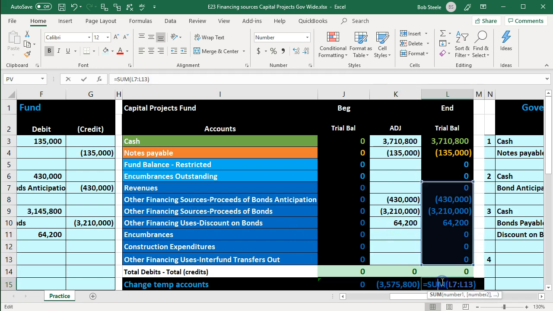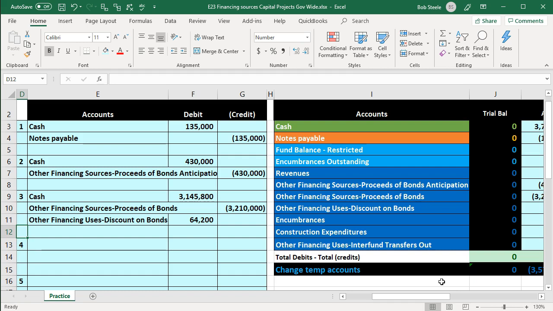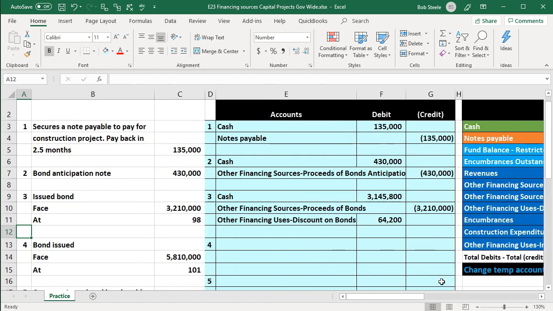You'll note the activity down here in what would be considered the temporary accounts, similar to income statement type accounts, those that would close out generally to what would be the equity section in a for-profit organization, fund balance here. All right, let's see what we have next.